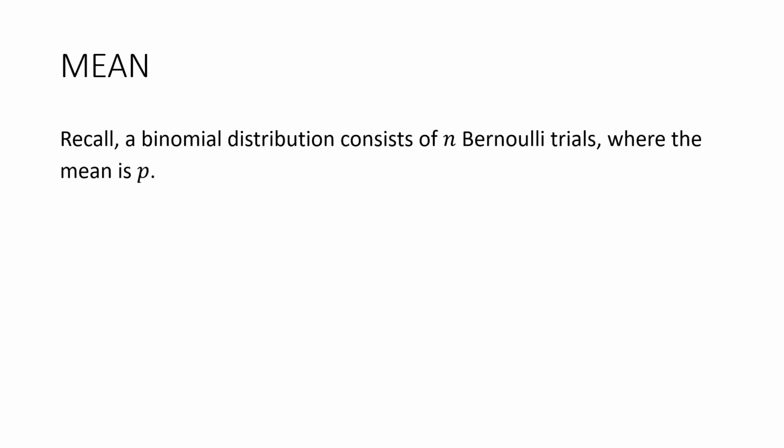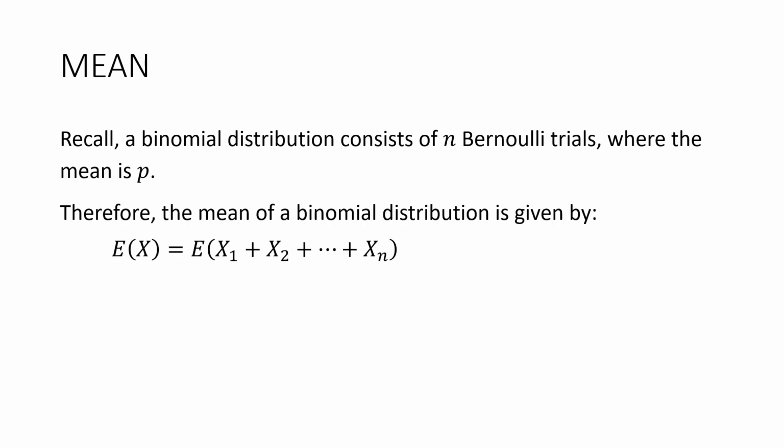So let's talk about the mean and variance of a binomial distribution. Now remember, a binomial distribution consists of n Bernoulli trials, and in each trial, the mean is p. So the mean of a binomial distribution is given by this. So the expected value of X, that's our binomial distribution, is going to be equal to the expected value of all of these Bernoulli trials means added up. Now this is equal to this, and that's something we actually haven't learnt yet or proven, but it's quite logical.